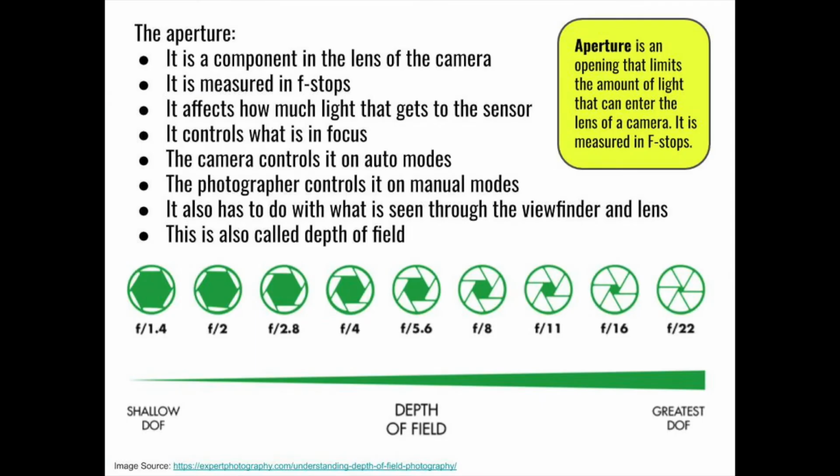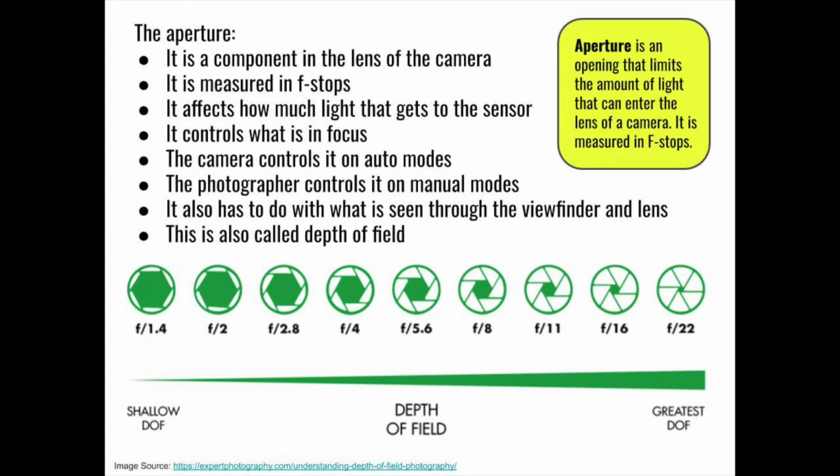The aperture is a component in the lens of a camera. It is measured in f-stops. It affects how much light gets into the sensor on your camera. It controls what is in focus. It can be controlled on the modes of your camera. On the auto settings, your camera controls the aperture. On manual settings and the aperture priority mode, you control what aperture you want.